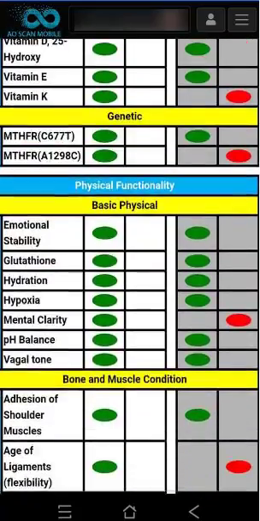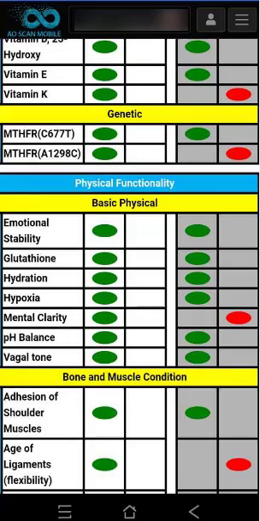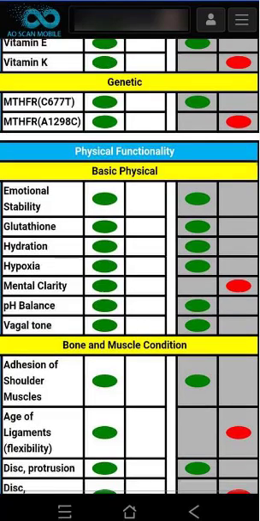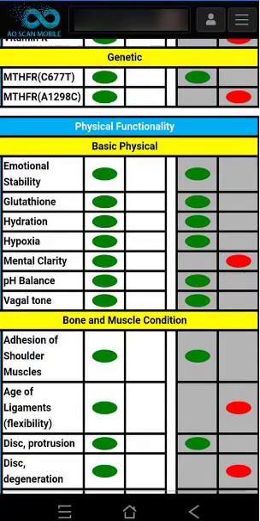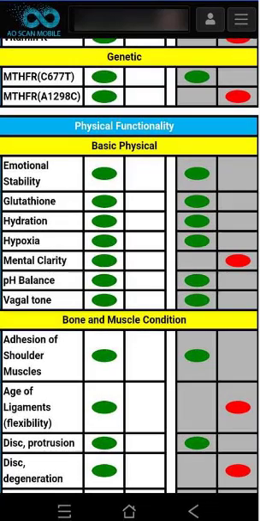Going down, we got a flag for mental clarity, but no other indication as to why. Most of these other things, glutathione, hydration, hypoxia, are in range. But again, the range might be such that we're at either end of the range, and the scan, which is only 85% accurate, might have missed, for instance, hydration, and that would affect mental clarity.